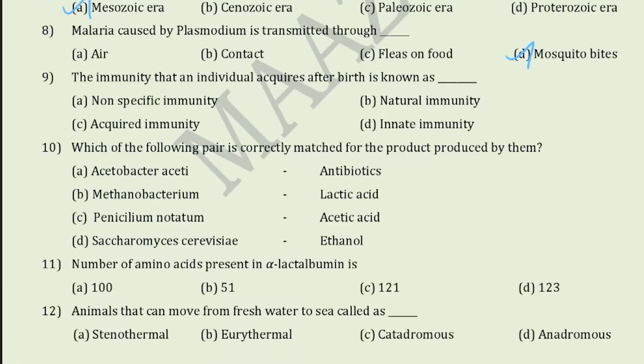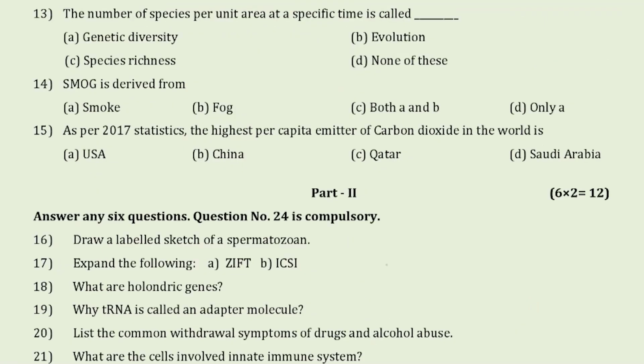Answer is option C. Next, which of the following pair is correctly matched for the product produced by them? Answer is option D. Next, number of amino acids present in alpha-lactalbumin is. Answer is option D. Next, animals that can move from fresh water to sea called as. Answer is option C. Next, the number of species per unit area at a specific time is called. Answer is option D. Next, smog is derived from.